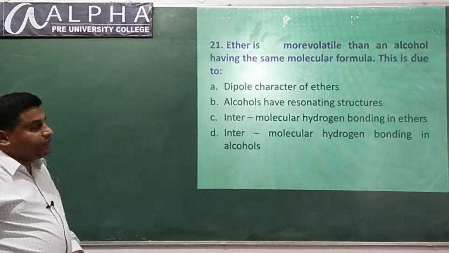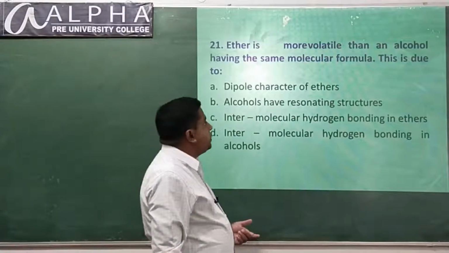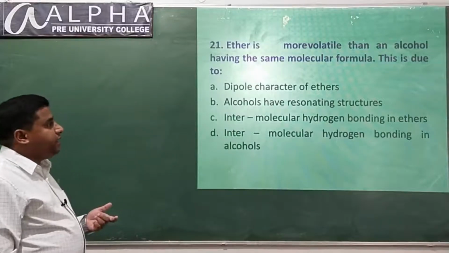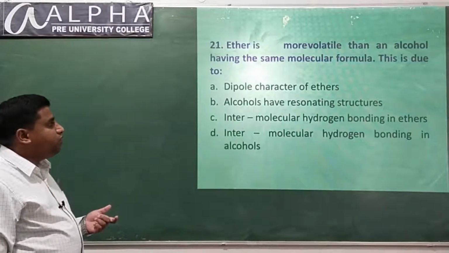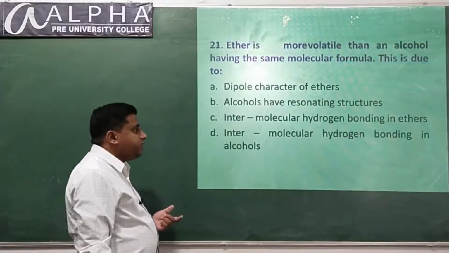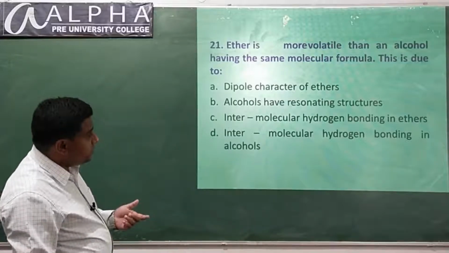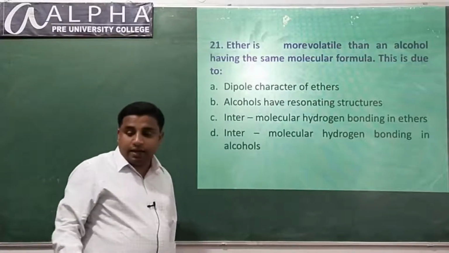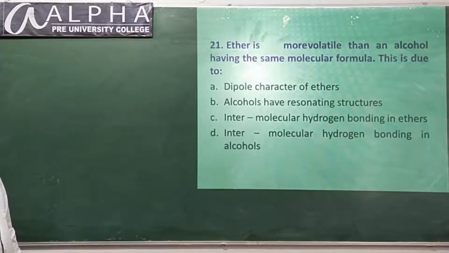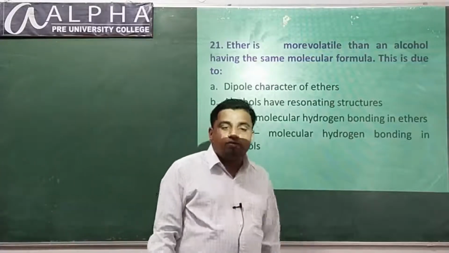Ether is more volatile than alcohol, having the same molecular formula. This is due to dipole character of ethers. Alcohols have resonating structures. Intermolecular hydrogen bonding in ethers, or intermolecular hydrogen bonding in alcohols. Let us consider ether.